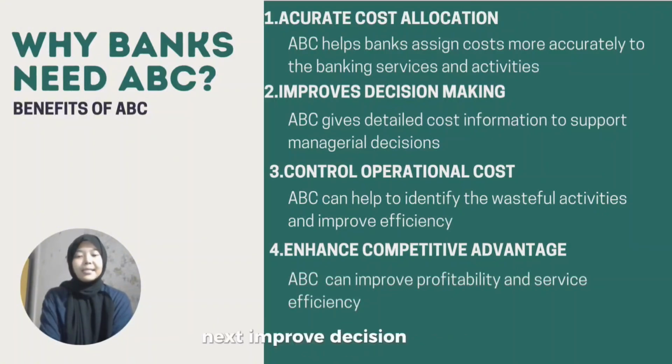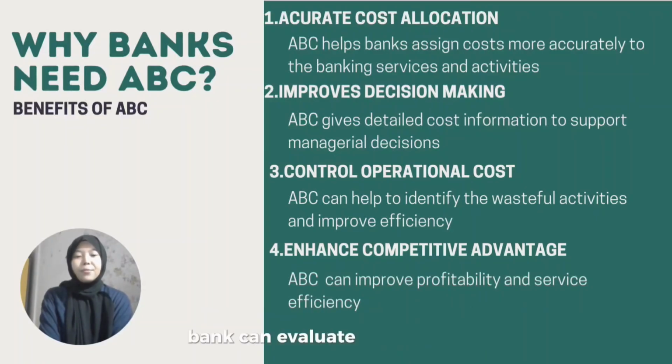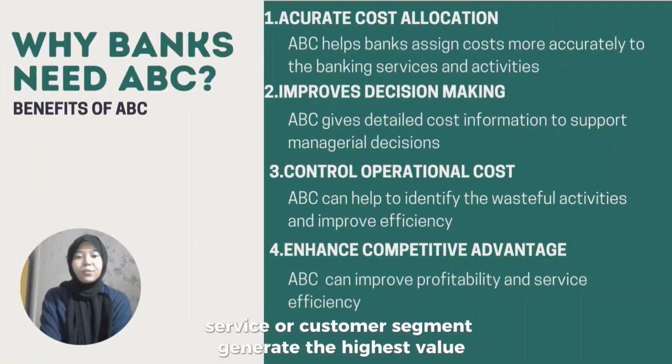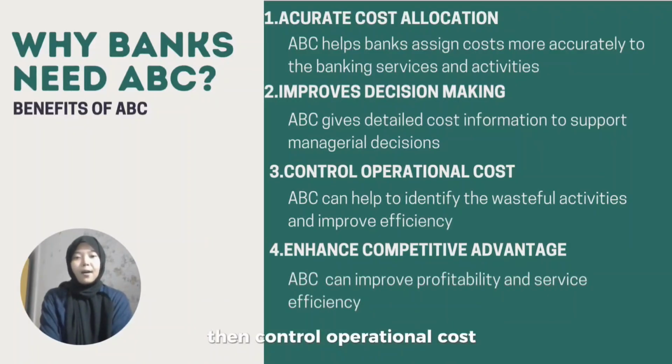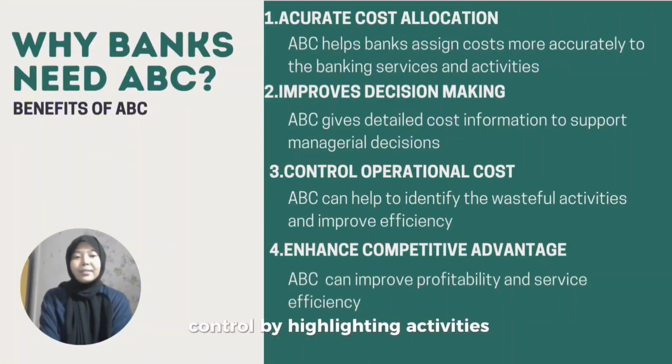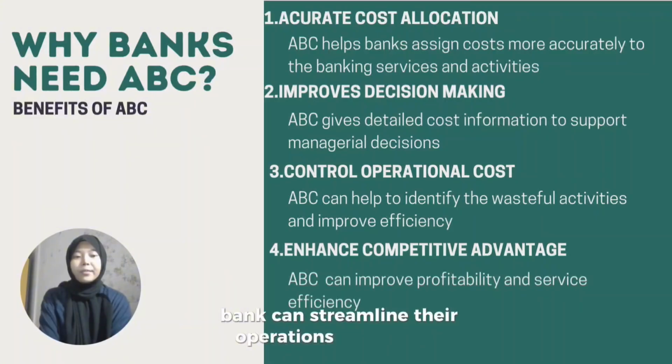Next, improved decision making. ABC improves decision making by providing detailed cost information. Banks can evaluate which product, service, or customer segment generates the highest value and highest return, and allocate resources more effectively. Then, control operational cost. ABC also supports cost control by highlighting activities that do not add value. By identifying inefficiency, banks can streamline their operations and reduce unnecessary expenses.